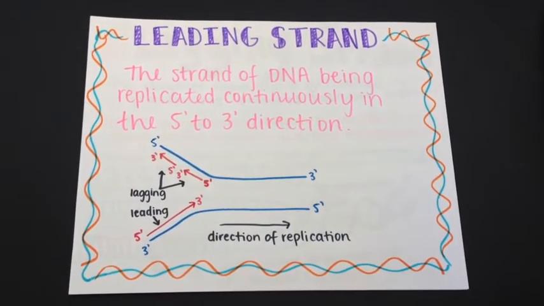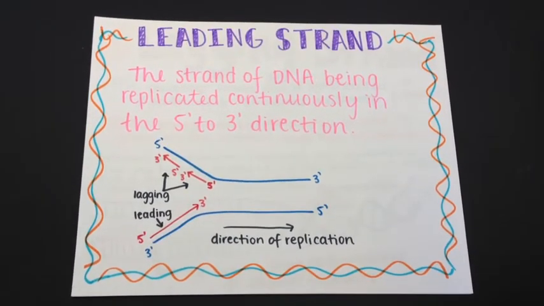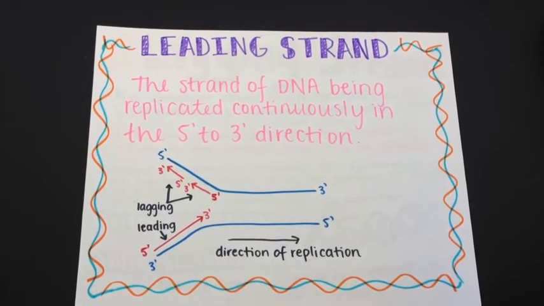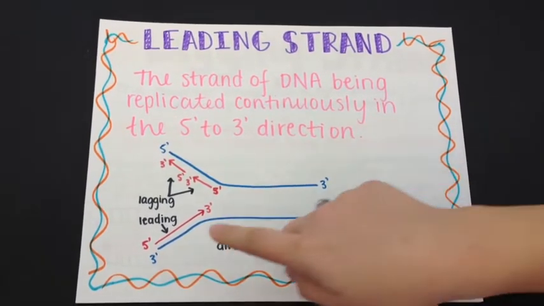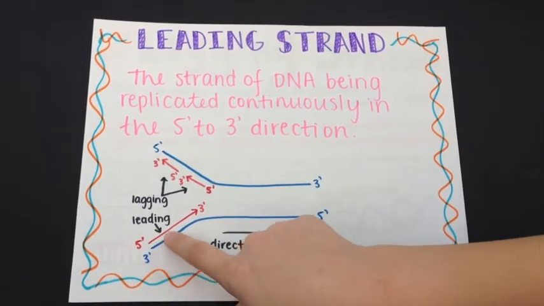And then we have the leading strand, which is the strand of DNA being replicated continuously in the 5 to 3 direction. So here's the leading strand, and it's going to keep replicating.